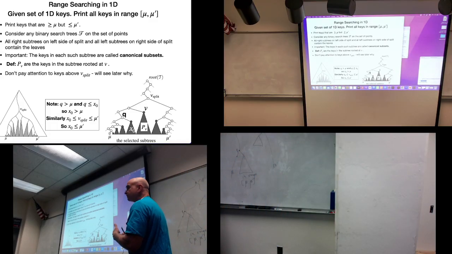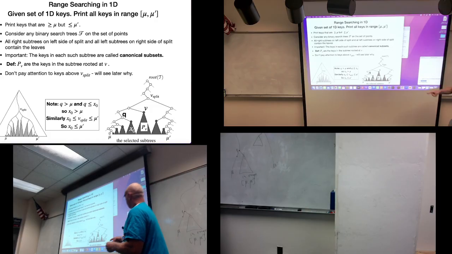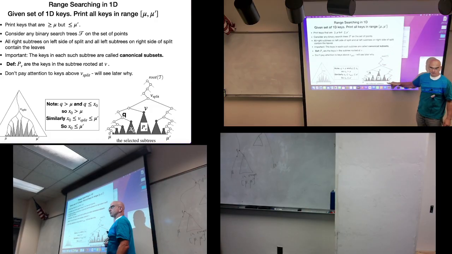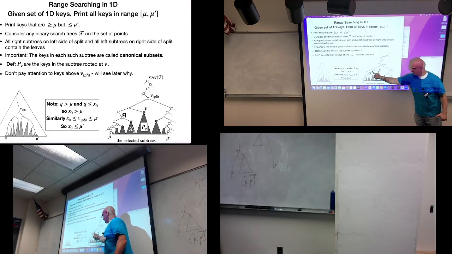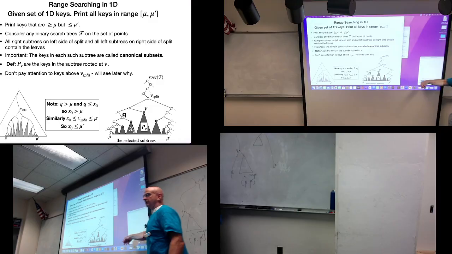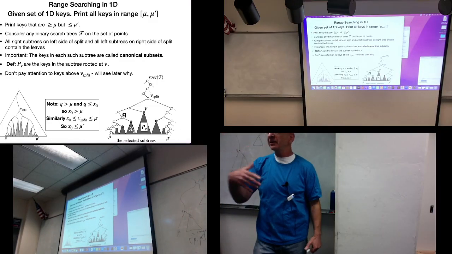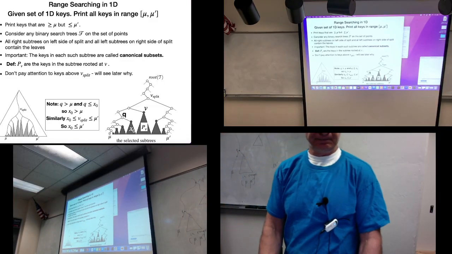How many subtrees do I need to visit in this way? At most 2 log n. Log n on the right branch, and log n on the left branch, altogether 2 log n such subtrees.